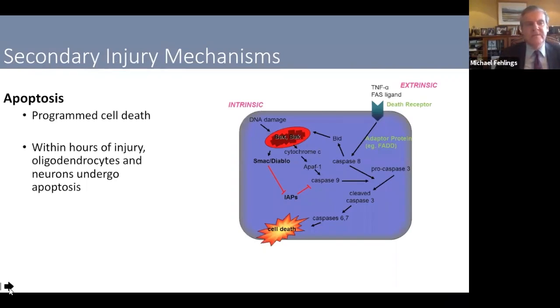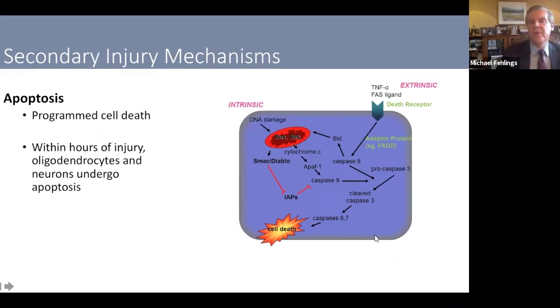Now, the mechanisms of cell death in secondary injury differ from those from the primary mechanical trauma. Necrosis is the primary mechanism of cell injury with the primary injury, but apoptosis or programmed cell death is the main mechanism of cell death in secondary injury.